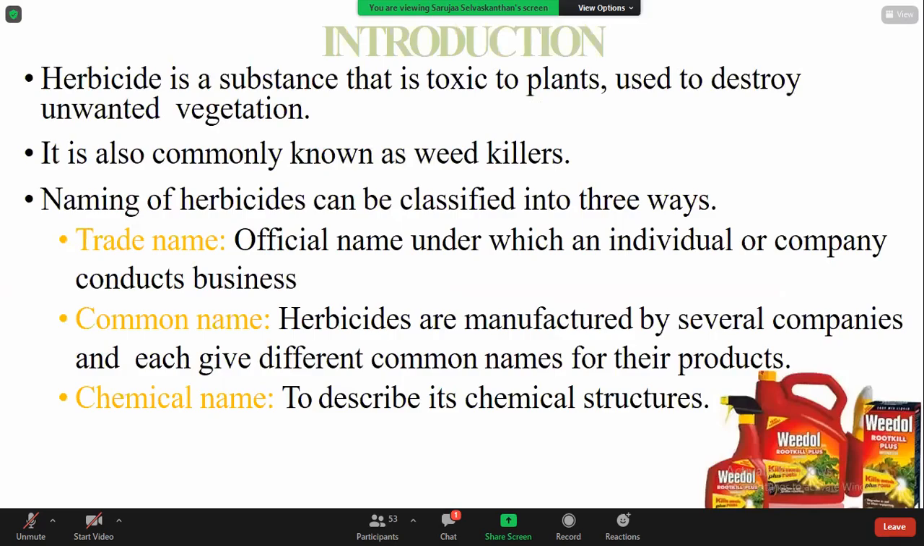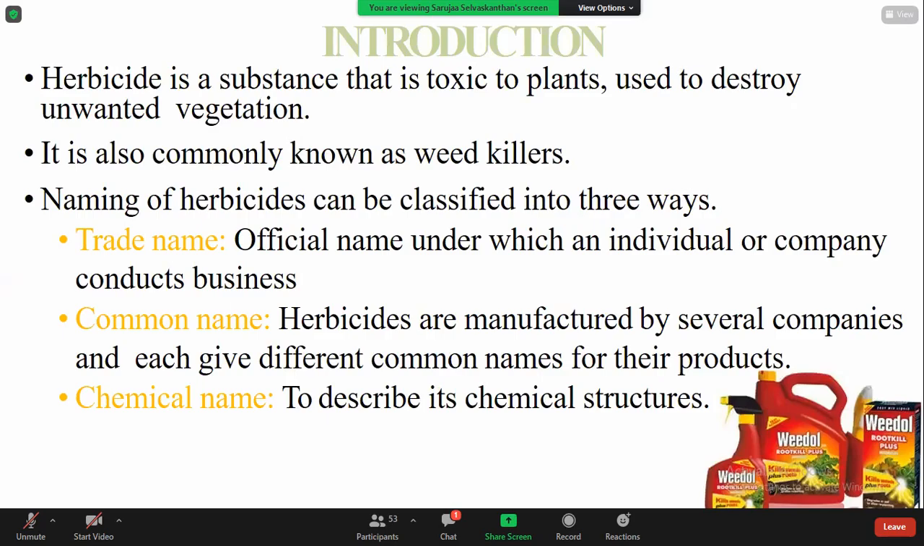The trade name is the official name under which a company conducts its business. For their business purposes, they use one name. The common name means that companies manufacturing the herbicide have a different common name for their product. That is the common name.